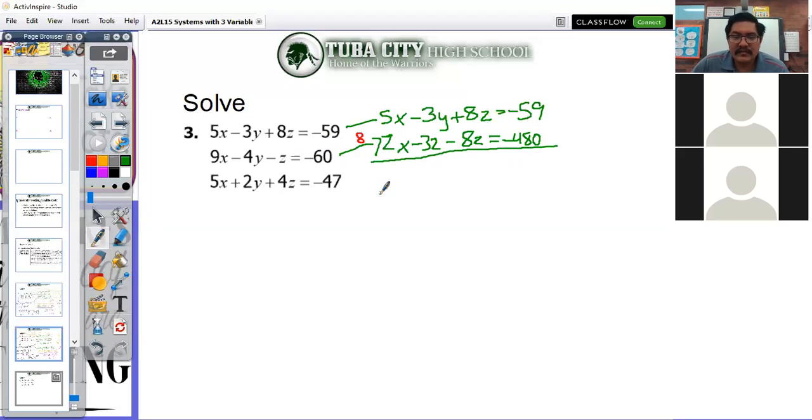All right, so 72 and 5 would be 77x minus 36y. And again, now they're both negative, so when I do this on my calculator, I'm going to have to treat it like I'm just adding them. So 59 plus 480, and that would be 539. Now again, my calculator does not keep track of negatives, so I got to keep an eye out for these things. So that one should have been a negative 539.